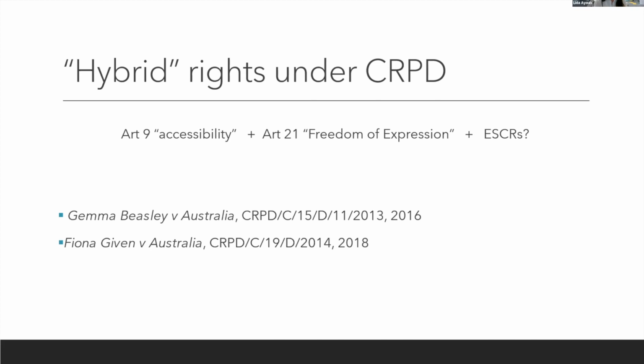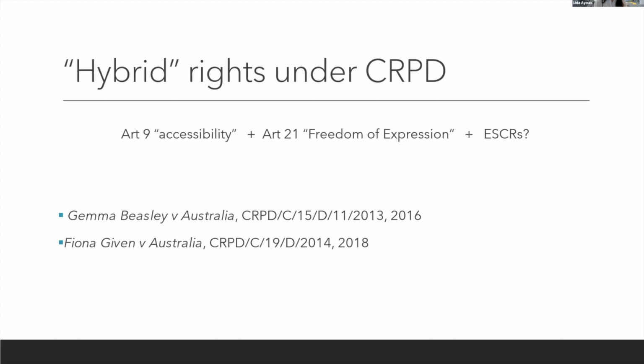What I mean by the hybrid model of rights is that some of the rights in the convention incorporate aspects of both civil and political and economic, social, and cultural rights. For instance, Article 9, probably most prominently, which is the article on accessibility, relates to states' obligations to provide accessible information, but also accessible housing and accessible infrastructure and accessible transport. So accessibility when it comes to all aspects of the physical and digital world.